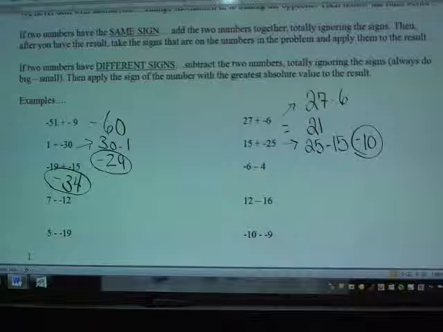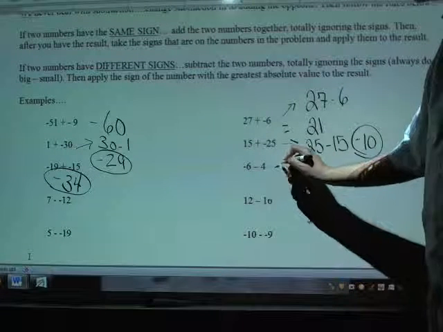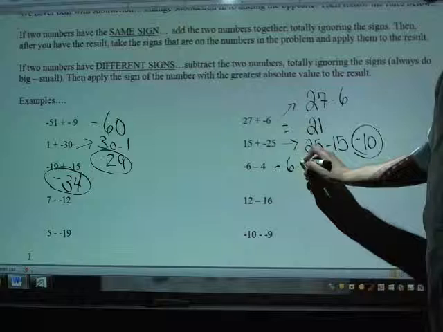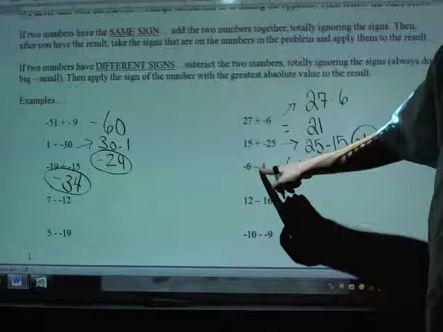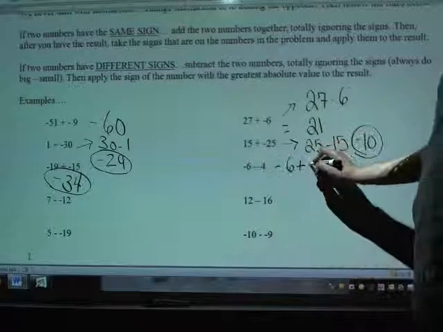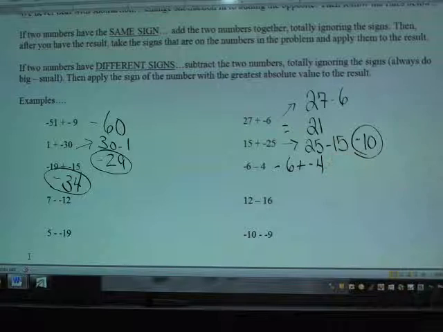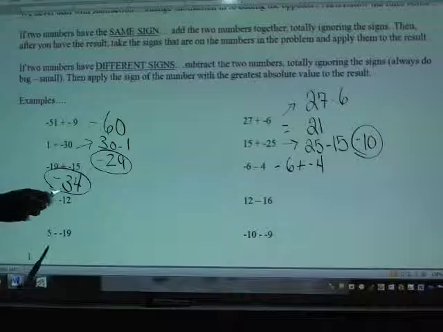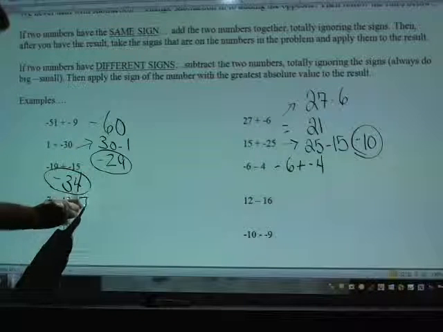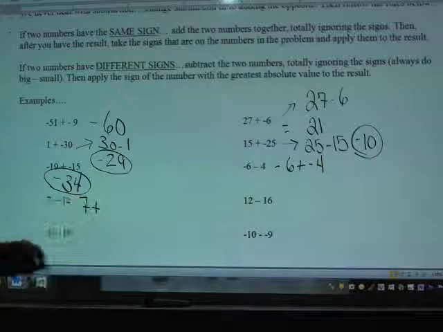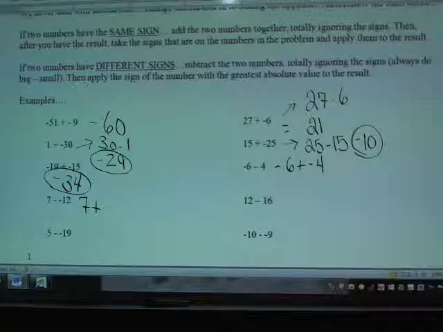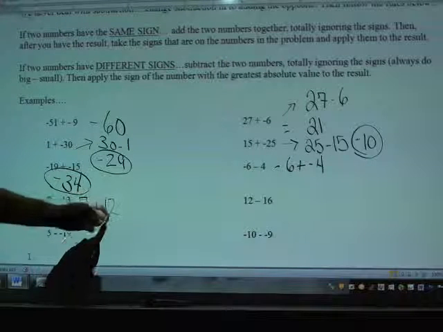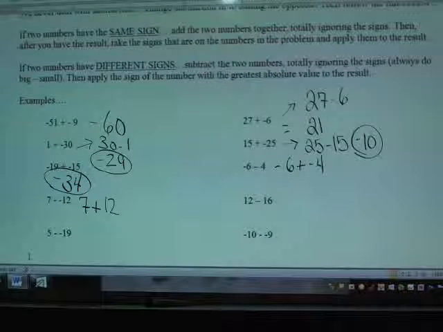So this first one here is going to change into negative 6. Now it's going to be addition. And since 4 was positive, now it's going to be negative 4. Okay, 7 minus negative 12. Well, again, it's going to change into addition. And then whatever is right after the addition changes its sign. So this isn't going to be negative 12 anymore. That's going to be positive 12.